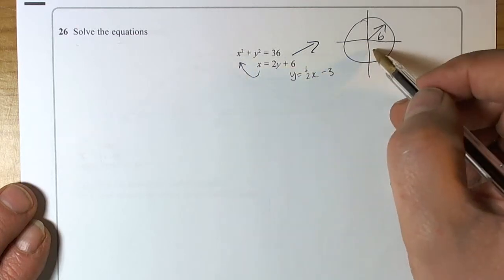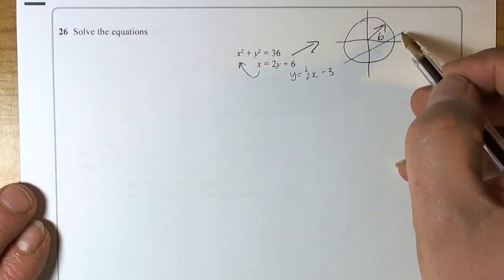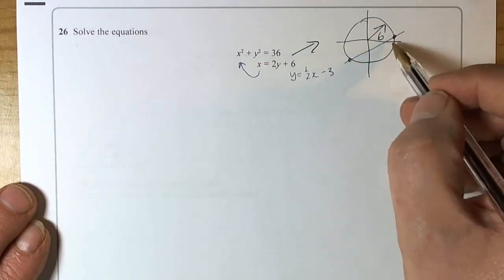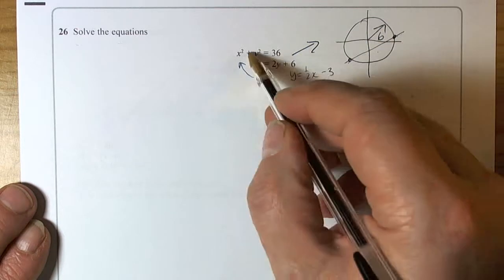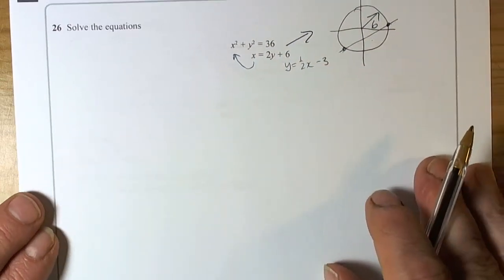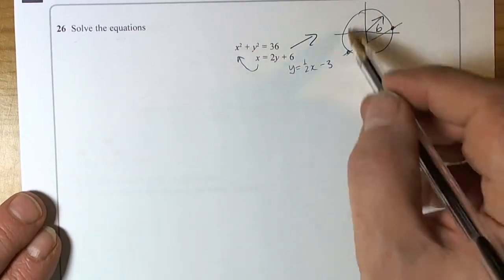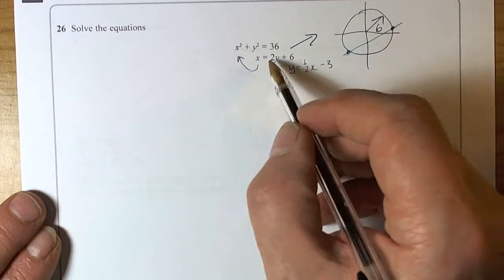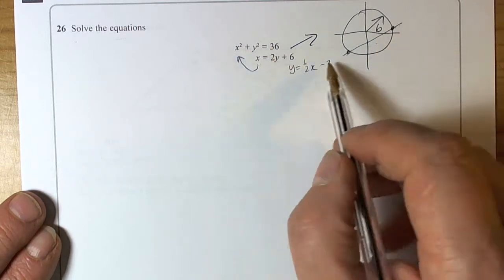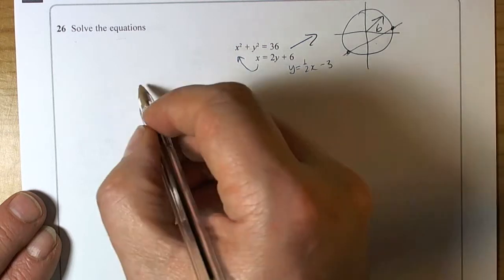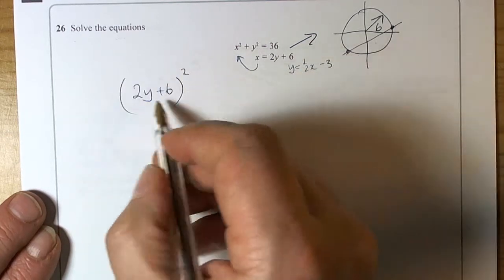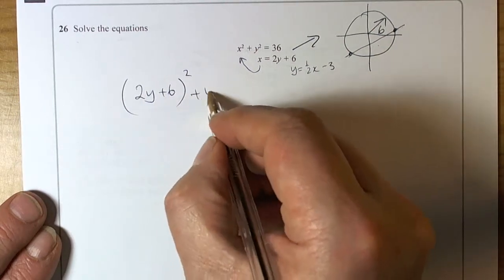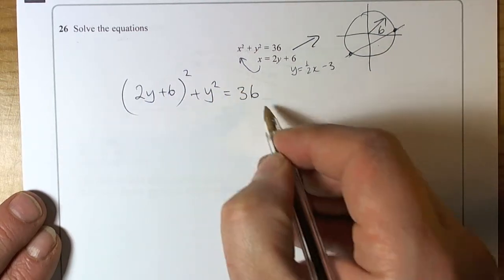So basically we've got a straight line doing something like this, and what we're after is the coordinates of where the straight line crosses the circle to solve this particular question. But we're going to use an algebraic approach rather than draw the circle on a graph paper and so forth. So let's have a look how this works. Going to replace the x in there, so we end up with 2y plus 6. Now remember, it's x squared, so in a bracket squared plus the y squared is equal to 36.